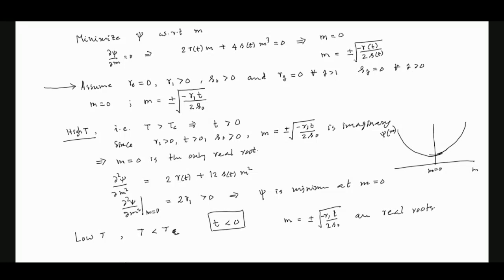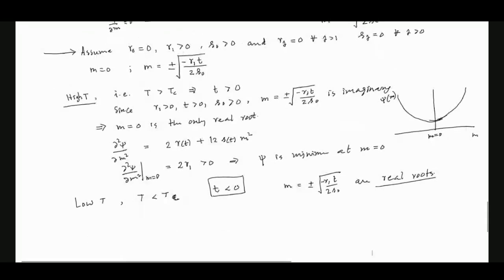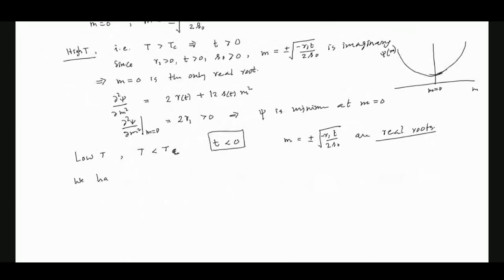Now because they are real roots, we have three solutions. So we have three real roots. m is equal to 0 and m is equal to plus minus, call it as some ms, where ms is equal to this particular value. Now let's ask what is the second derivative, so this is basically 2r1 into t.